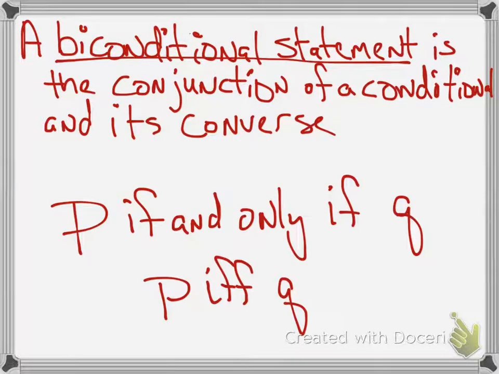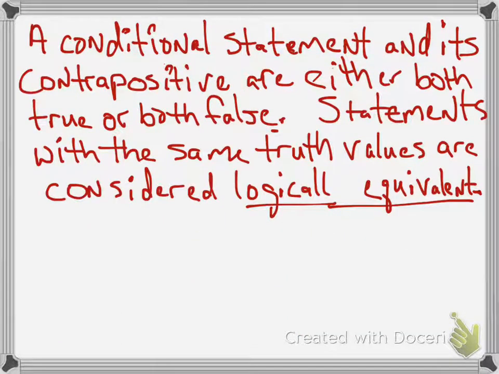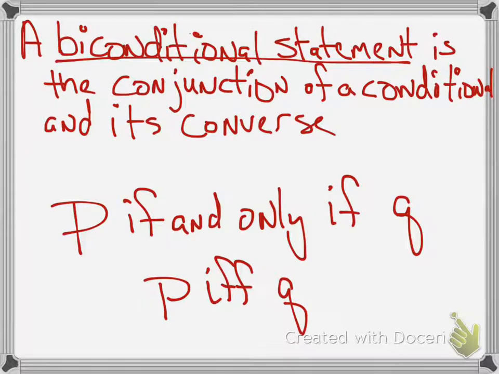I don't know how I messed that up, but I was on the wrong page. So keep in mind that a conditional statement and its contrapositive are logically equivalent. Anyways, a biconditional statement, which is where the if and only if is supposed to be, is the conjunction of a conditional and its converse. It is usually written as P if and only if Q, or P IFF Q.